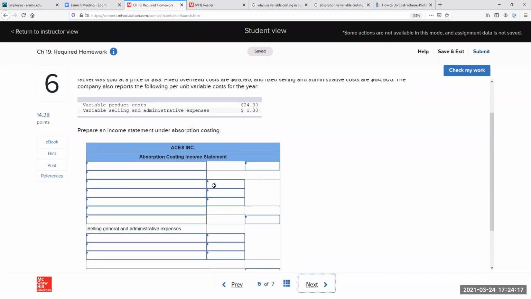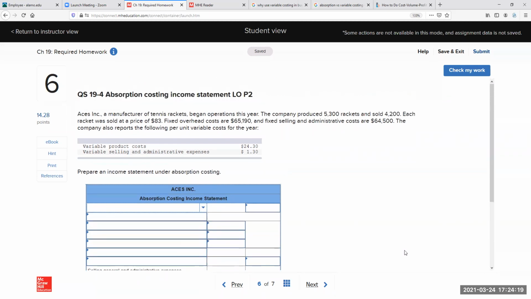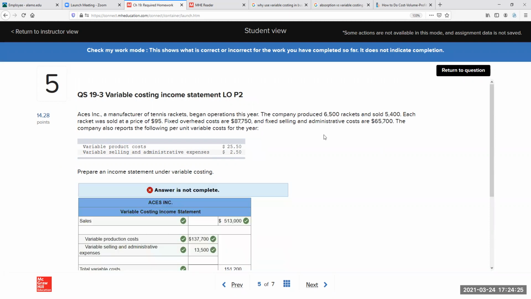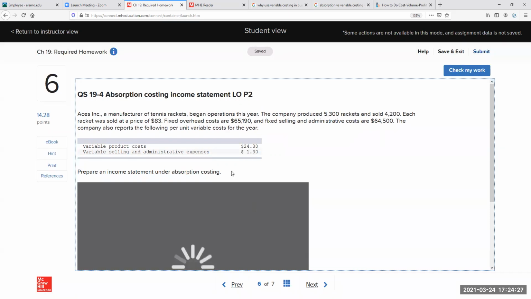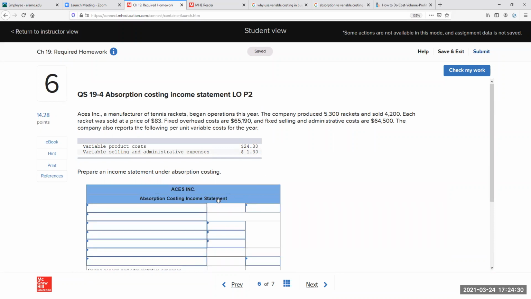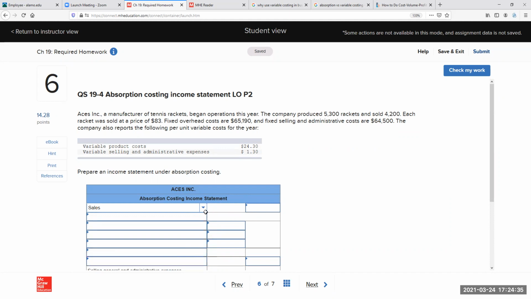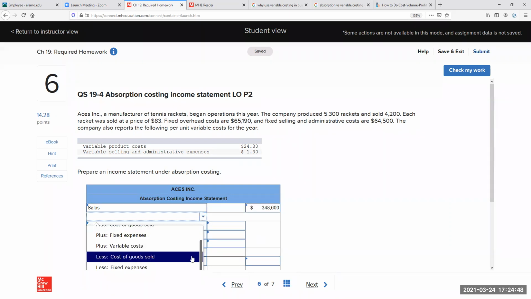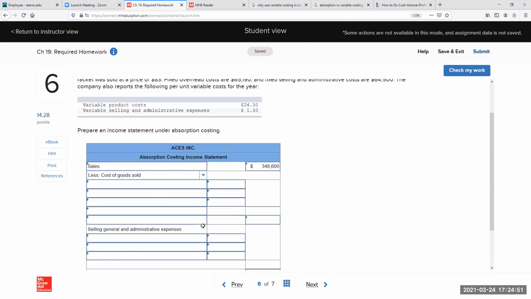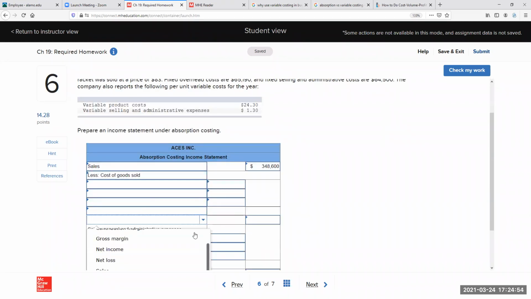Oh, well, now they want absorption costing. Well, they use the same thing. So they use the same 5,300? No, it's not. The numbers are different. So on this one, it was 4,200 sold. So let's see the sales. 4,200 times 83, 348,600. Now, what do we subtract? Less our cost of goods sold. And then this is equal to our gross profit.